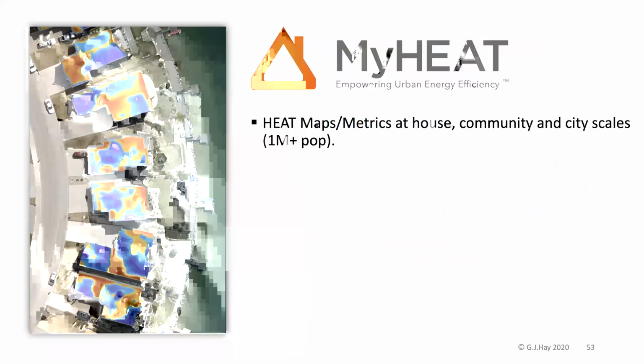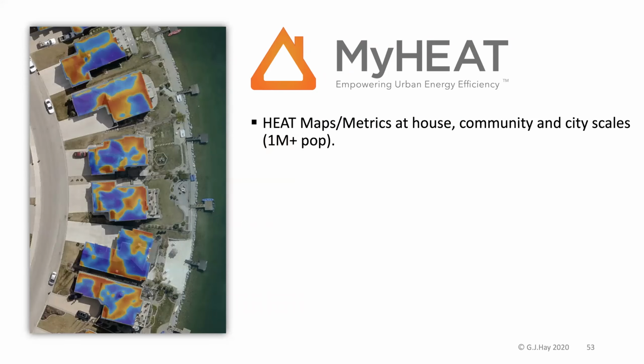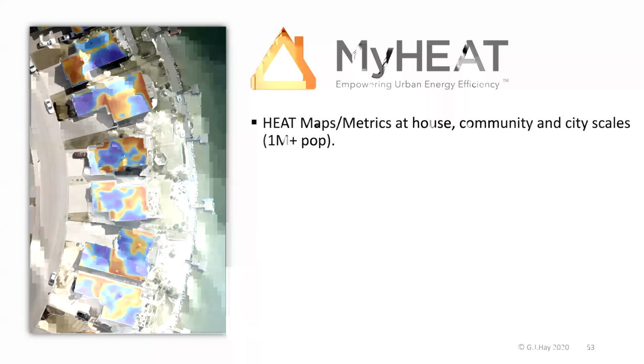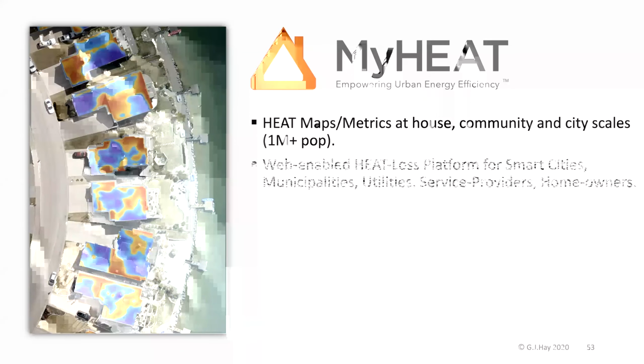So in summary, MyHeat creates maps and metrics at the house level, at the community level, and at city levels, and we can work right now on cities that have populations over 1 million people. So within a couple of weeks, we can acquire data sets for you, and probably a month and a half to 2 months, have over 1 million homes updated and available for you online, providing that we have the GIS polygons and they work to start with.